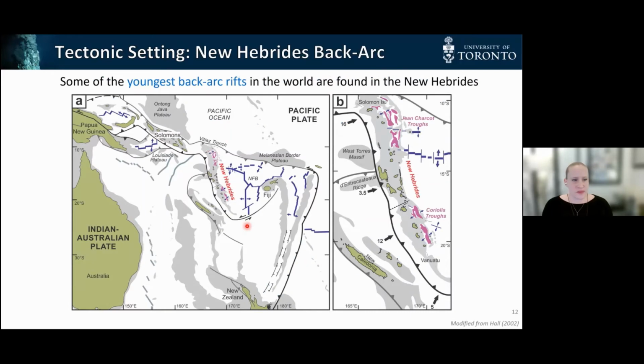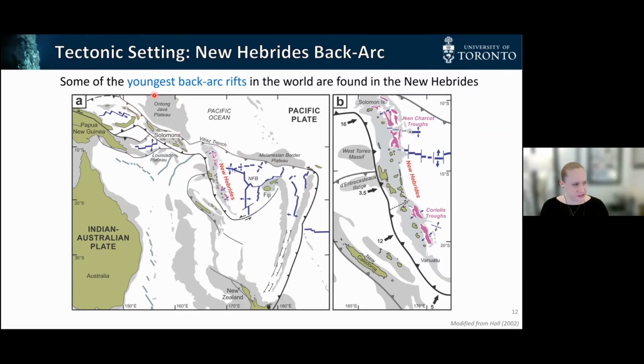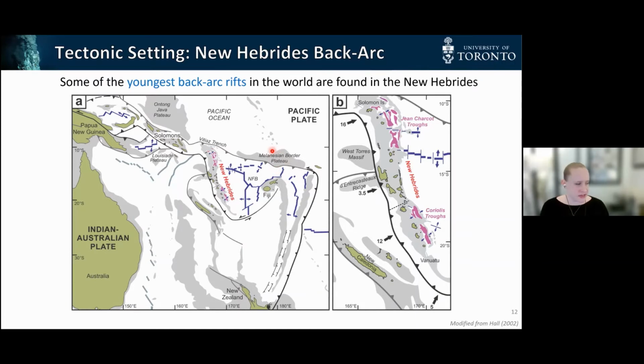So the really basic evolution of this area, I'll just cover very briefly. Originally, the Pacific plate was subducting beneath the Australian plate along this trench here, the Vitiaz Trench, until we had the collision of the Ontong-Java Plateau and the Melanesian Border Plateau about 12 million years ago. That basically clogged up the entire subduction zone. And subduction reversed. So all of a sudden, the Australian plate began subducting beneath the Pacific plate.